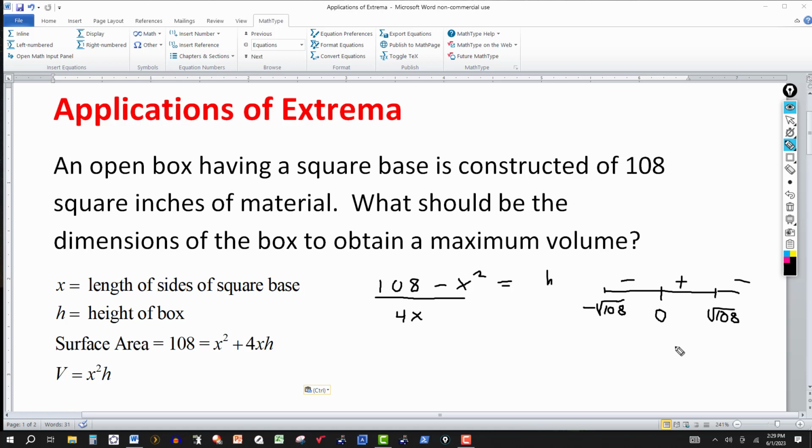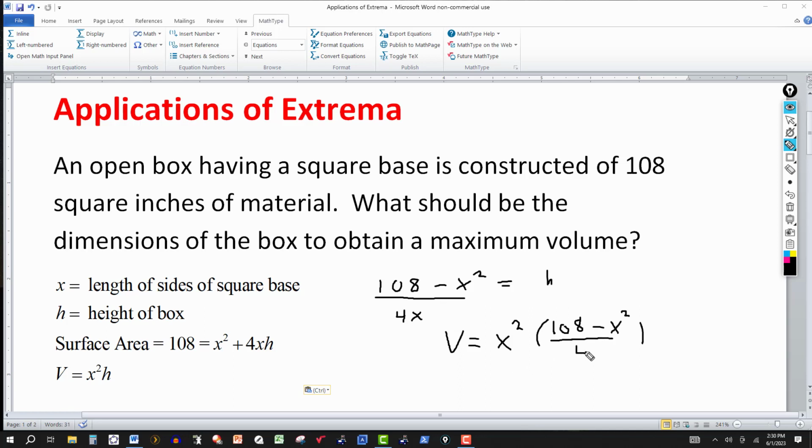So this would tell me then that x should be greater than 0. I don't want it to be negative, and it could be somewhere less than or equal to the square root of 108. So whatever value we get for x should be somewhere in between there. Now we can move this here, and let's make the substitution now for the volume. This will be x squared times h, and now we have an expression for h. So this will be (108 minus x squared) over 4x. And let's simplify, let's multiply through by x squared.